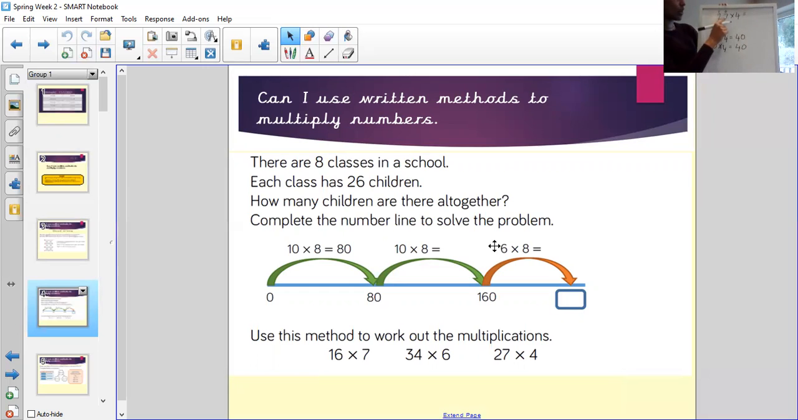Now I'm going to move on to my 1s. 7 times 4 equals 28. And then I'm going to add it together. 0 plus 0 plus 8 is 8. And 4 plus 4 is 8, plus 2 is 10. So my answer equals 108. And there you have it. There's our quick method.